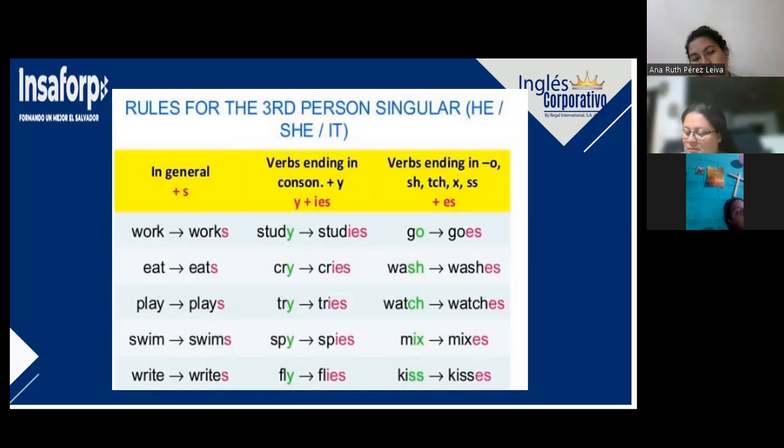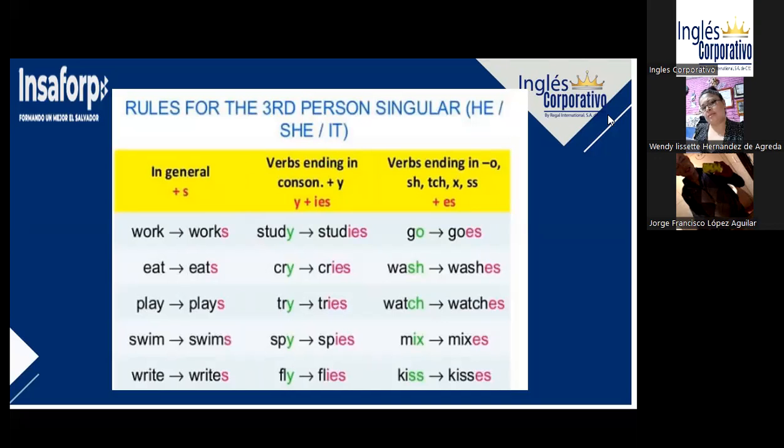Y luego pues van las demás, etc. Right? Entonces las consonants are those that don't contain vowels. Están las vocales y las demás son consonantes. Entonces los verbos que terminen en la consonante Y, dice la regla que si es para tercera persona, todo verbo que termine en una Y, nosotros le vamos a eliminar la Y y le vamos a agregar una I latina. Más el S.